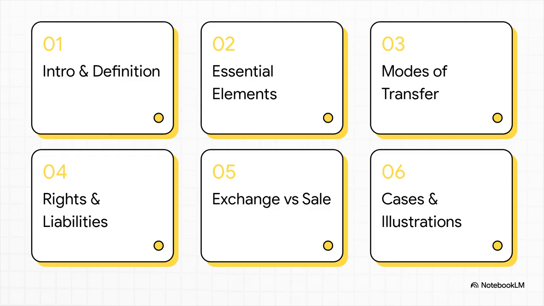Here is the structure we're covering today. 1. Introduction and definition. 2. Essential elements. 3. Modes of transfer. 4. Rights and liabilities. 5. Distinction between exchange and sale. And finally, 6. Illustrations and case laws. This is your mandatory syllabus, and it's the exact table of contents you must recreate on the first page of your answer script to signal total conceptual clarity to the examiner.